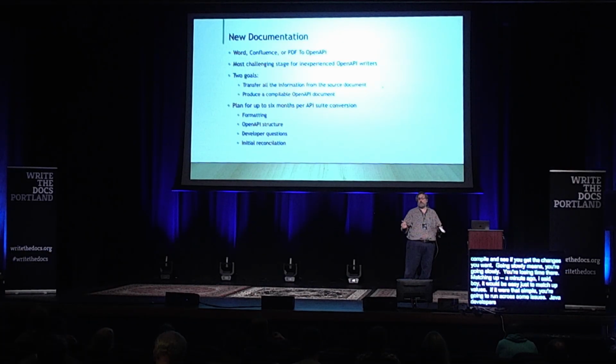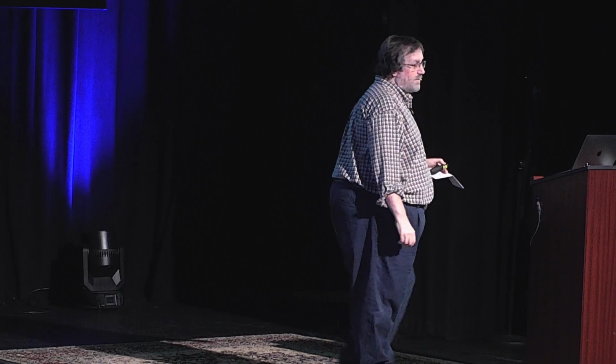Matching up. A minute ago I said, boy, it'd be easy just to match up values, data type integer. If it were that simple. So you're going to run across some issues. Java developers describe data types with custom names like big int. OpenAPI doesn't have big int. You're going to have to figure out what they mean by that. If you read the description and it says the number of items in the box, probably an integer. Integer is a whole number, but you'd be lucky to have a description like that.